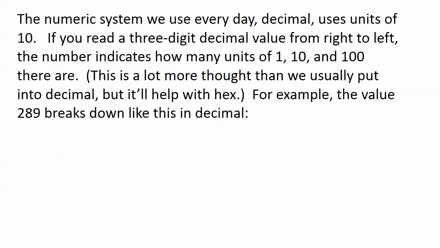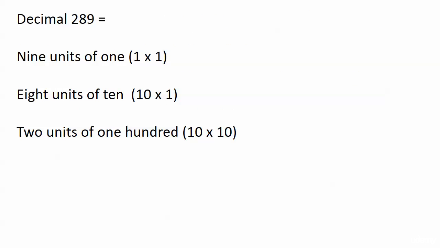First, I'm going to compare it a bit to the numeric system that we use every day, decimal. It uses units of 10. And this is certainly not something you think about because we do it so often. But if you have, let's say, a 3-digit decimal value, and you read it from right to left, the number indicates how many units of 1 and 10 and 100 there are. And again, this is a lot more thought than we usually put into decimal, but it's going to help you with hex. For example, the value 289 breaks down like this in decimal.